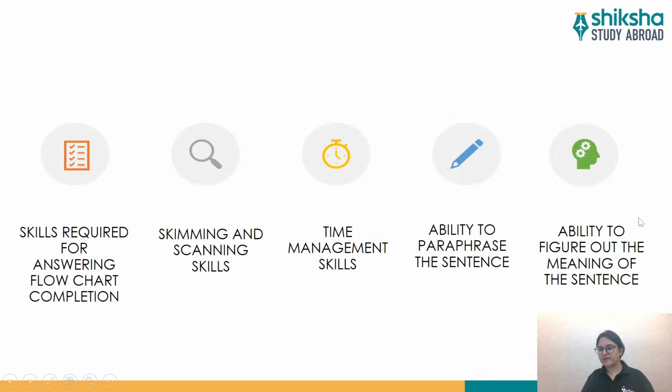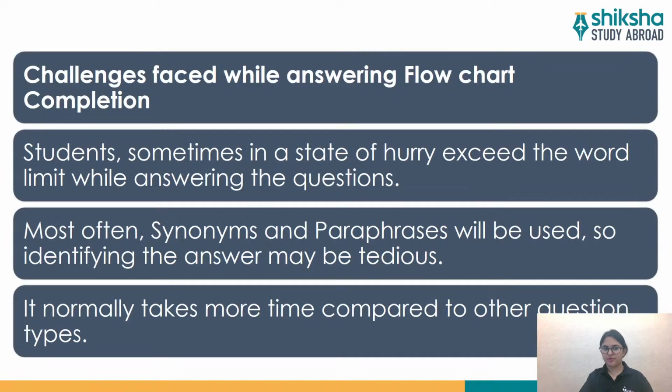So there are some skills required for solving your flowchart questions. Let's see what are those. Skimming and scanning. Again, skimming means glancing over the paper quickly, and scanning is to highlight the information or to mark your important information, underlining them. Okay, time management skills. Then next is ability to paraphrase the sentence and ability to figure out the meaning of the sentence. These are few of the skills required out of you.